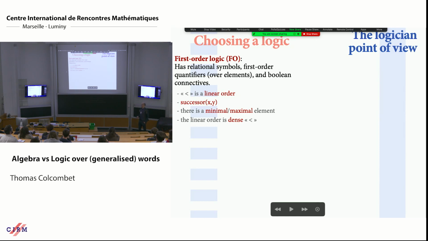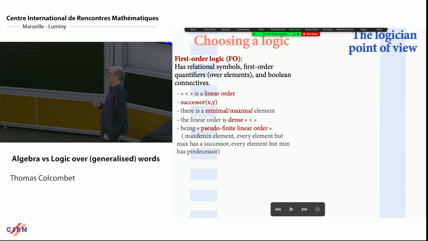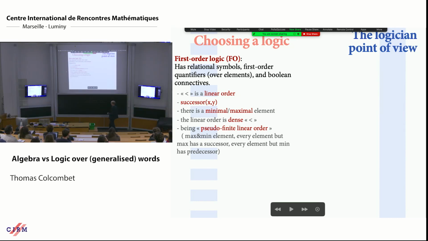You can express things like being dense: whenever I have 2 points, I have one which is in between. And you can say what I wrote as being a pseudo-finite linear order. So what is pseudo-finite? It's because, from the point of view of first order logic, it is indistinguishable from finite linear orders. And what does it mean? It means you have a minimal and a maximal element. And for every element that is not the maximal one, you should have a successor. And for every element that is not the minimal one, you should have a predecessor.